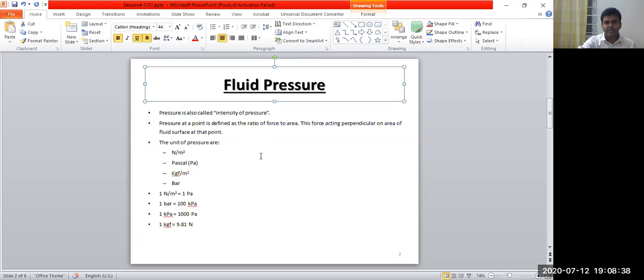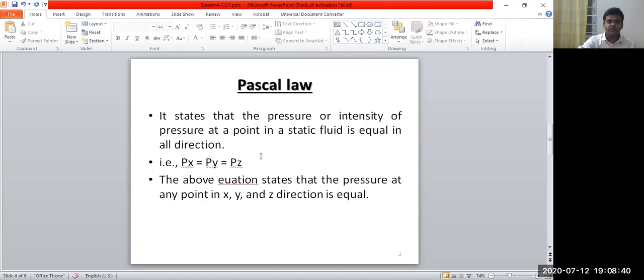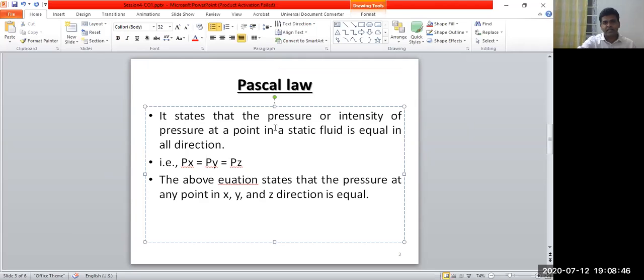Now we are coming to the next slide. This is the Pascal law. What is Pascal law? Pascal law states that the pressure or intensity of pressure, that is the pressure at a point in a static fluid, is equal in all directions. If the fluid is static, that is no flow in the fluid, then pressure at a point is equal in all directions.